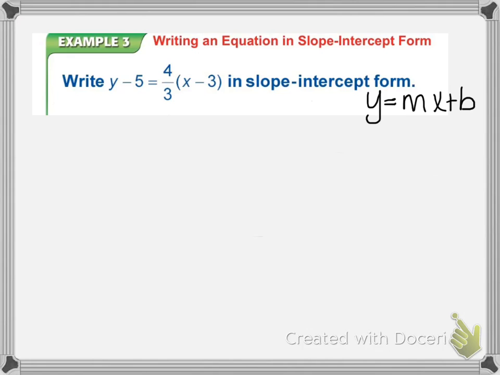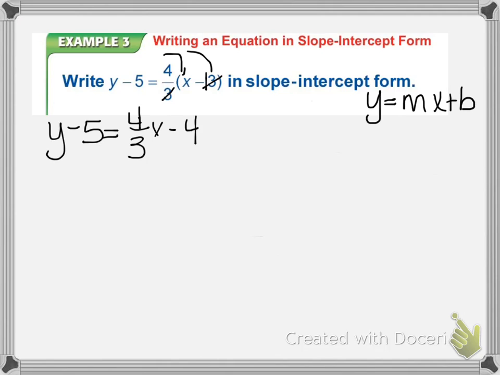Now on this example, you want to go ahead and distribute your 4/3 because those 3's are going to cancel. So when you do that, you've got y minus 5 equals 4/3 times x is 4/3 x. And then notice that your 3's cancel, leaving a 1 inside the parentheses. And then 4 times negative 1 is negative 4.